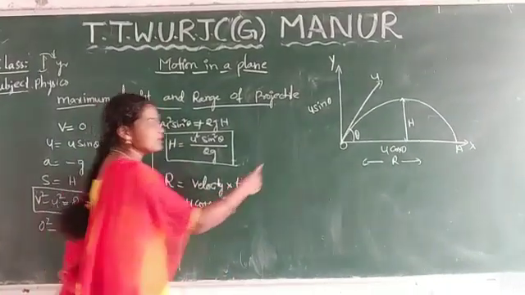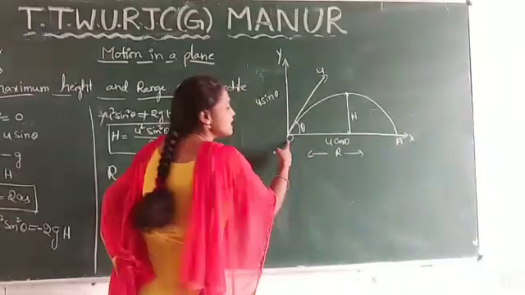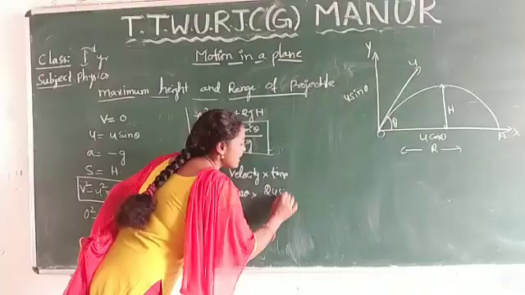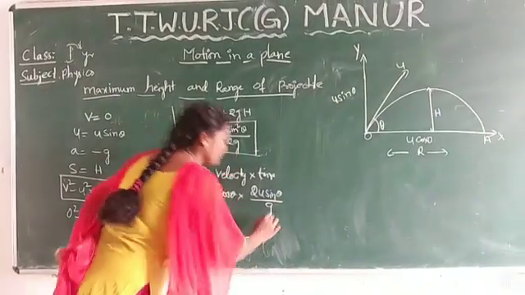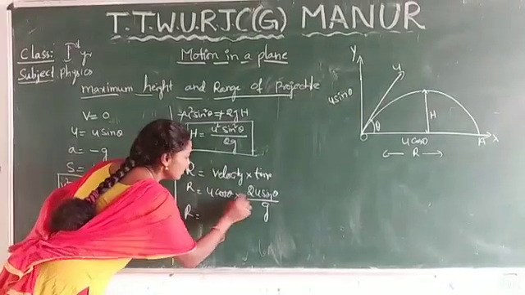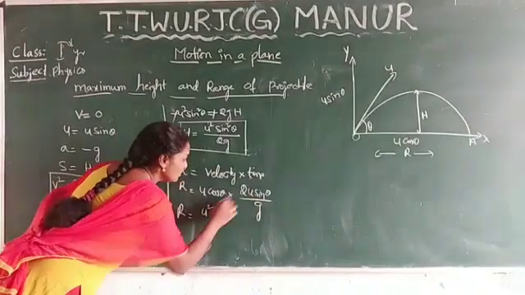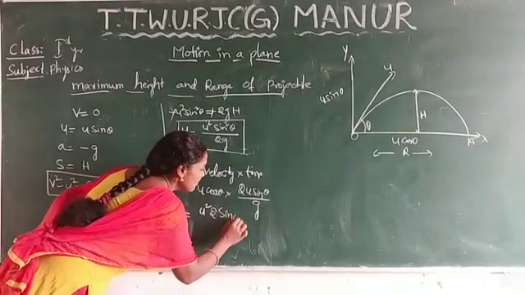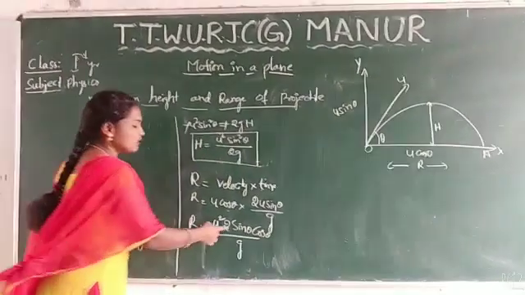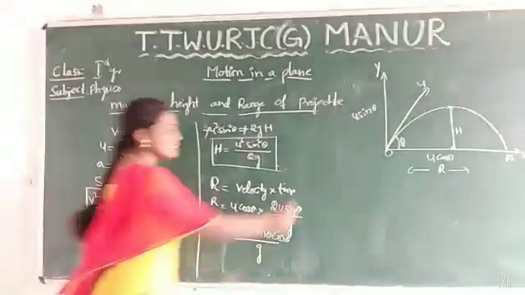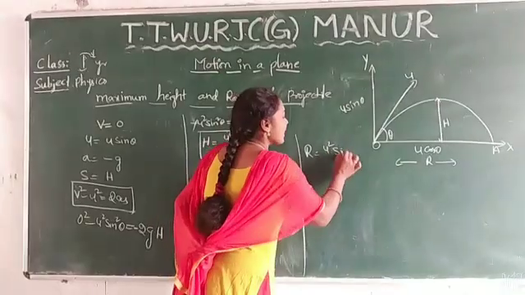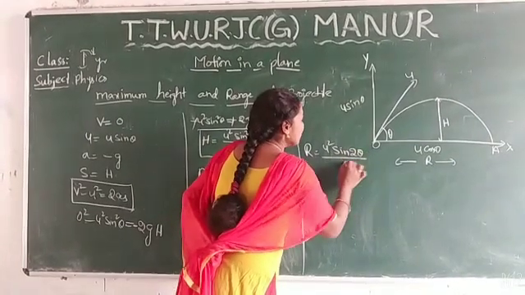Here time is nothing but how much time it takes to fly from the initial position to the final position, that is 2u sin theta by g. If you calculate this, R is equal to u into u 2 sin theta cos theta by g. By the formula, 2 sin theta cos theta is nothing but sin 2 theta. So R is equal to u square sin 2 theta by g.